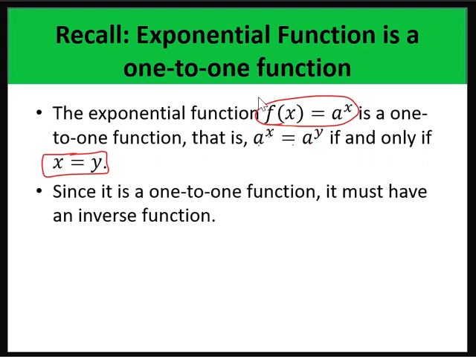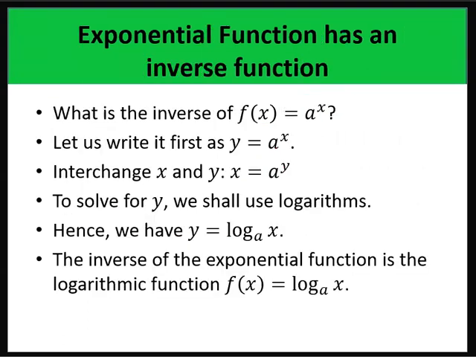Now, since the exponential function is a one-to-one function, it has an inverse function, f inverse of x. So how do we get this inverse of an exponential function? Let's consider the basic exponential function f of x equals a raised to x. What is the inverse of f of x equals a raised to x? First we have to write it as y is equal to a raised to x, so we replace f of x by y. And then we interchange x and y. That's why we have x is equal to a raised to y.